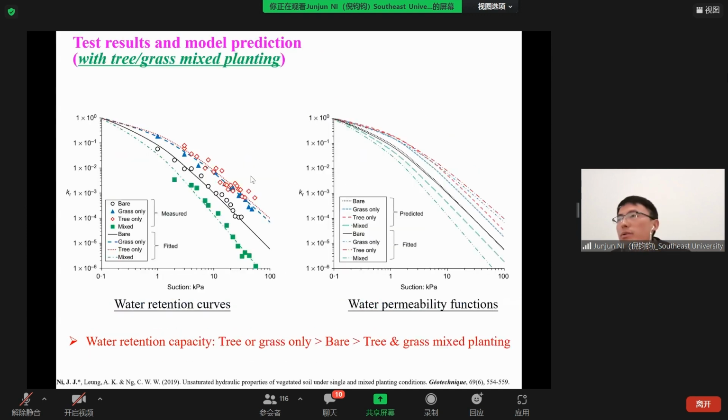So for the different planting cases, for example the mixed planting case, we can also get those parameters, water retention and also the water permeability function. Those two are very important for the transient seepage analysis in any earthen structures.